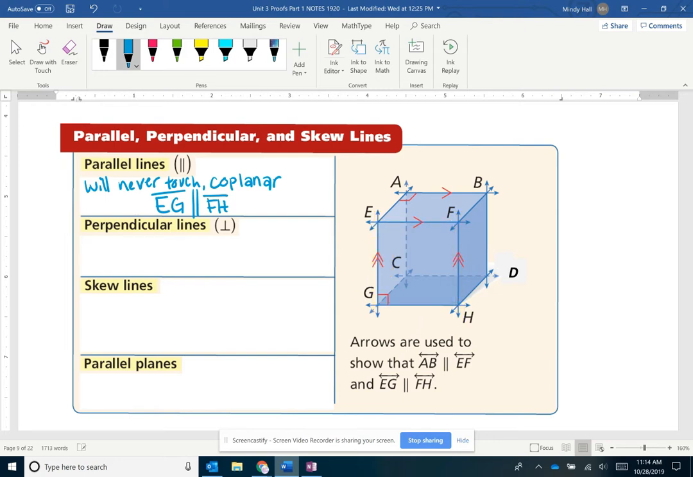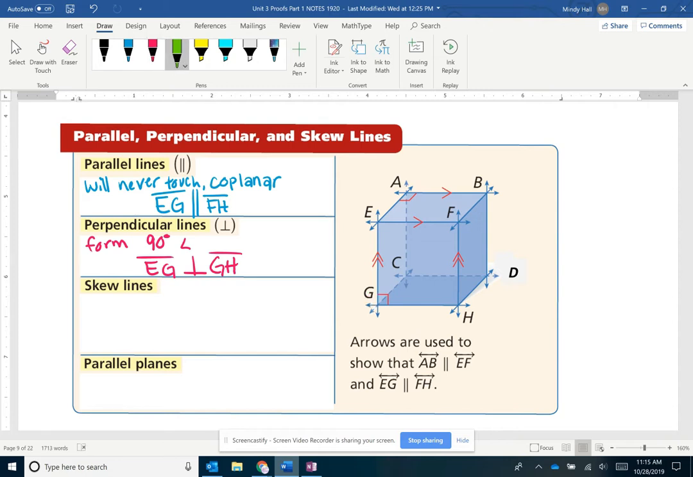So then perpendicular lines form a 90-degree angle. That would be like right here, you see that little right angle symbol. So we would have EG is perpendicular to GH. Okay.